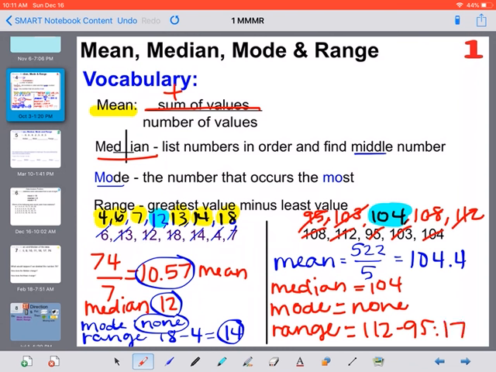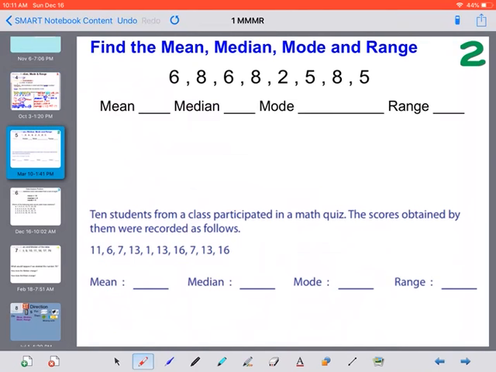Alright, let's try a couple more. Down below, we need to find the mean, median, mode, and range of these numbers. So first, our mean, add them up and divide by how many we have. We have 1, 2, 3, 4, 5, 6, 7, 8 numbers. So I'm going to end up dividing by 8. So let's add them up.